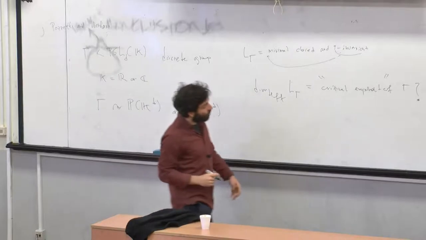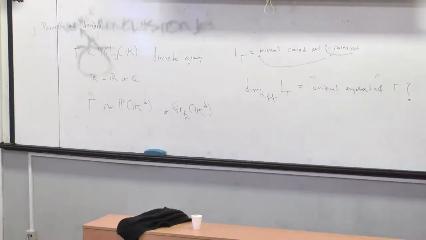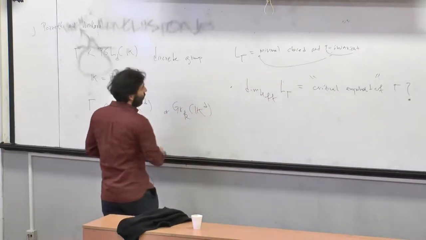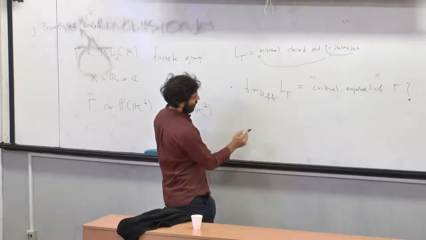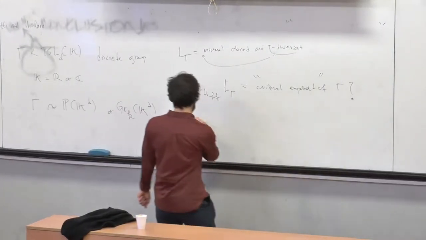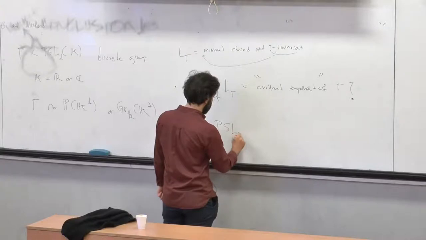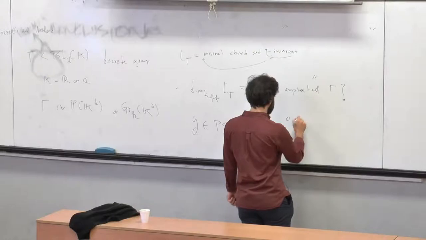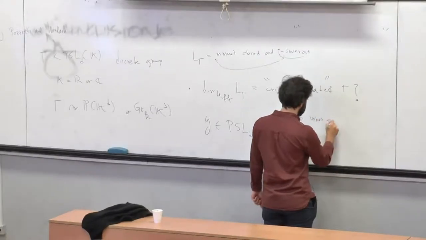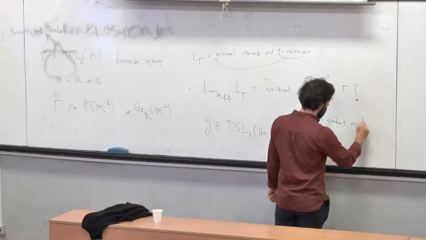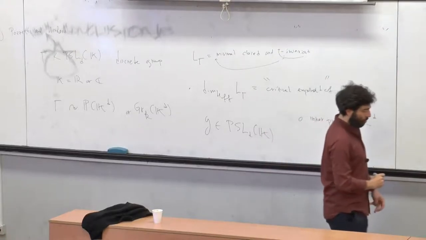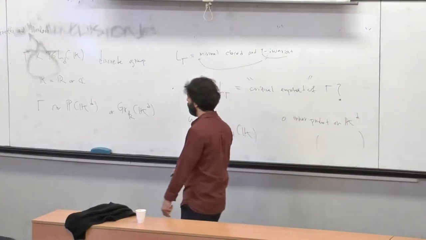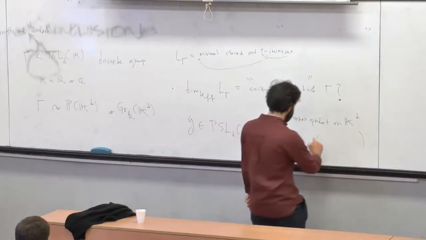Let me introduce some notation. Basically, I can explain why, unless d equals 2, this is the non-conformal case. So let's pick some elements, and let's pick some norm on K^d. This inner product is going to be the usual inner product if K equals R, and some Hermitian product for K equals C.